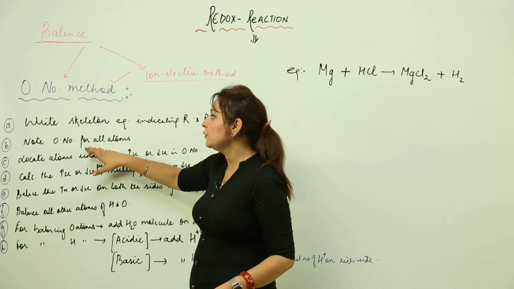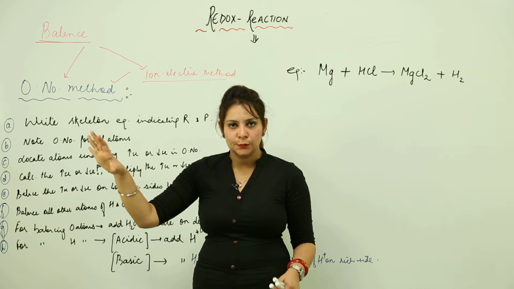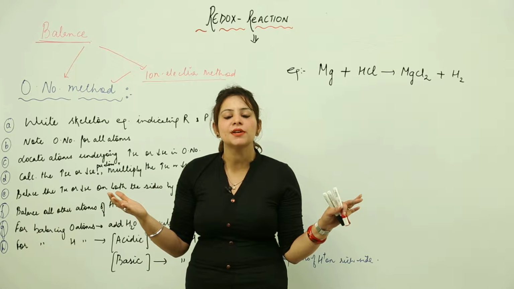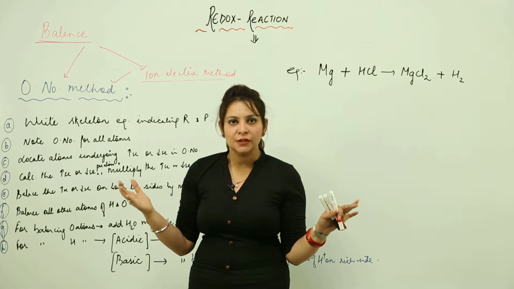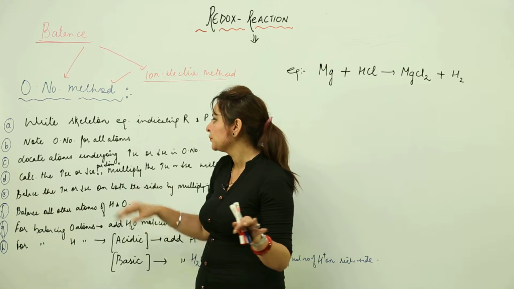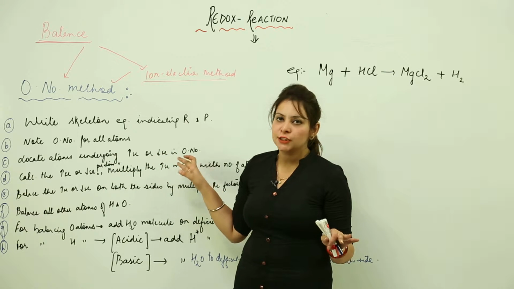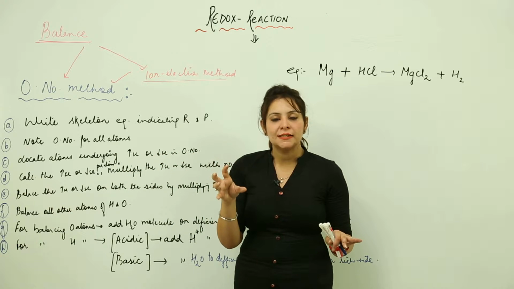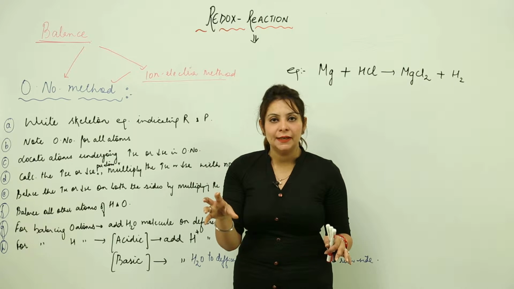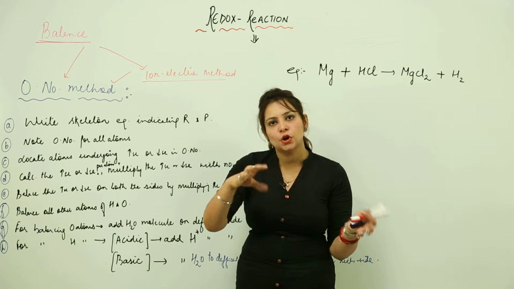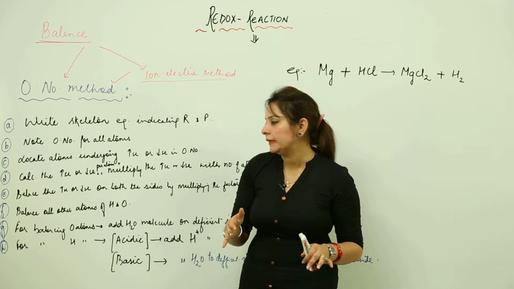Next, you need to calculate the oxidation number for all the atoms. Just write the oxidation number for all the atoms, like I told you when we were attempting a question related to the oxidation number. Then locate the atoms that are undergoing an increase or decrease in oxidation number. Identify those whose oxidation number is actually changing, may decrease or may increase. You just need to indicate that.